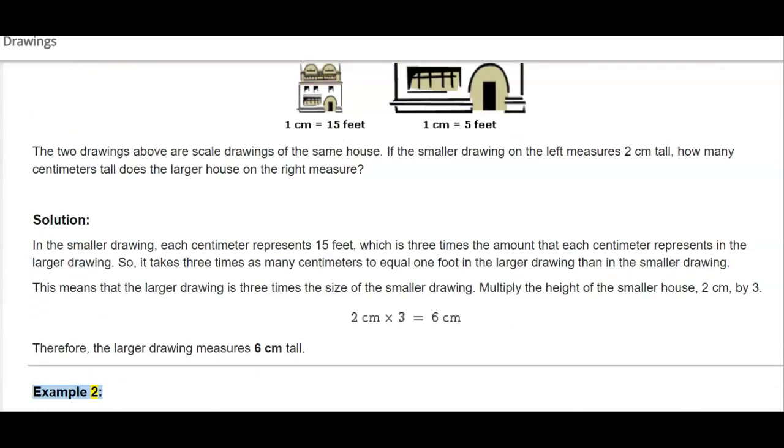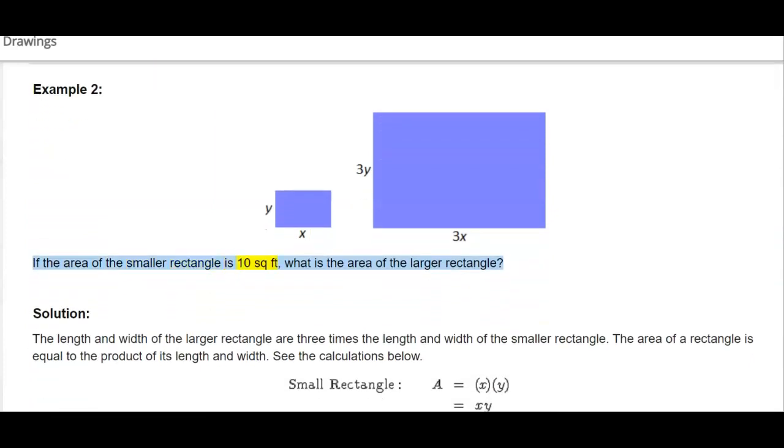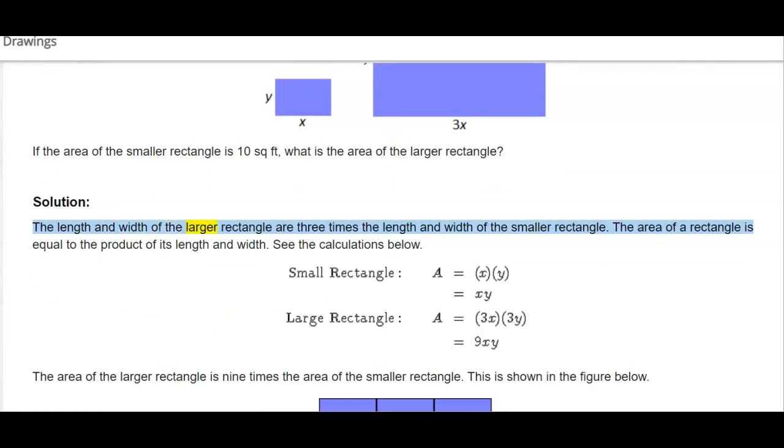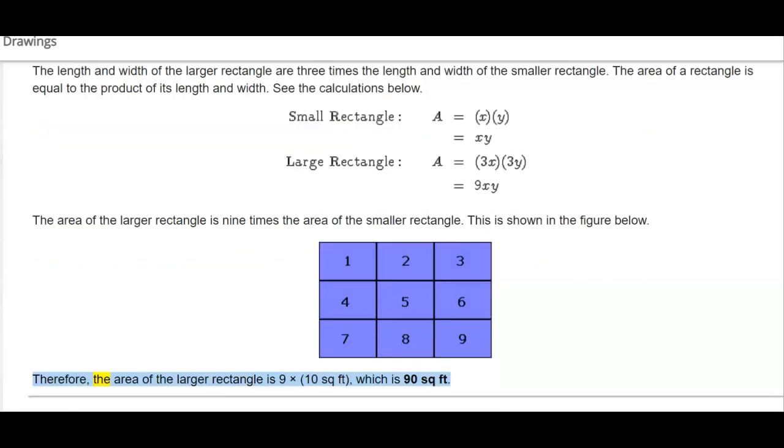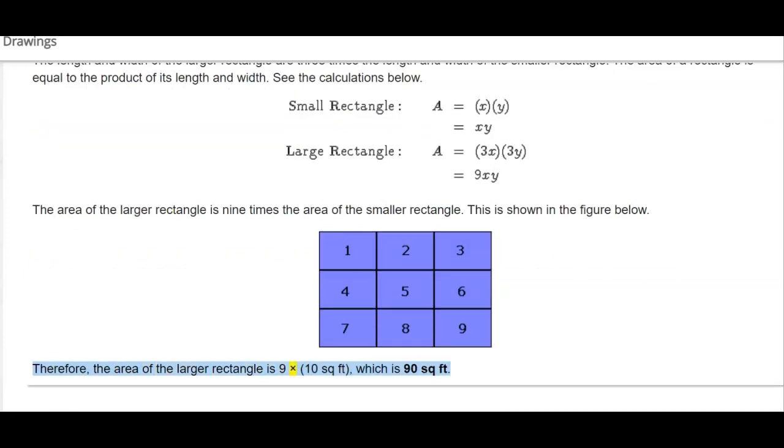Example 2. If the area of the smaller rectangle is 10 square feet, what is the area of the larger rectangle? Solution. The length and width of the larger rectangle are 3 times the length and width of the smaller rectangle. The area of a rectangle is equal to the product of its length and width. See the calculations below. The area of the larger rectangle is 9 times the area of the smaller rectangle. This is shown in the figure below. Therefore, the area of the larger rectangle is 9 times 10 square feet, which is 90 square feet.